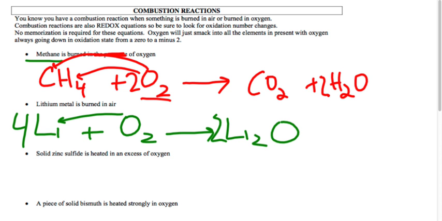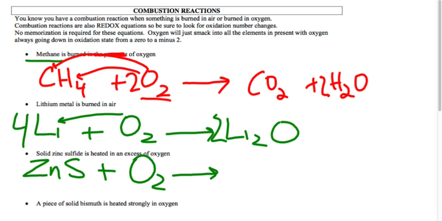Okay, zinc sulfide, what's the formula? ZnS is heated in excess oxygen. It's combustion. Anytime you see something added to oxygen, smack, smack, what do you think we make? ZnO plus.